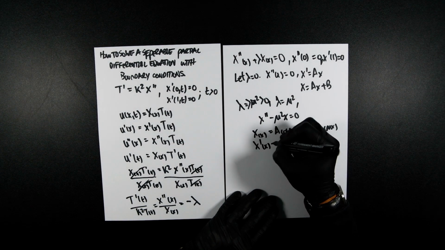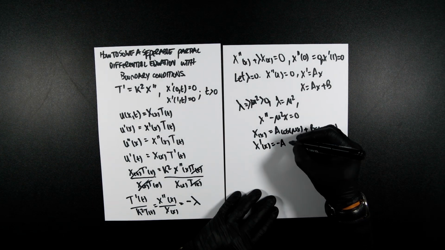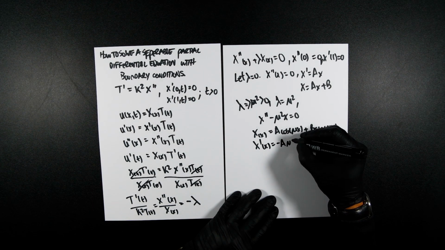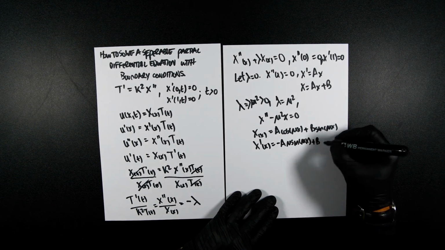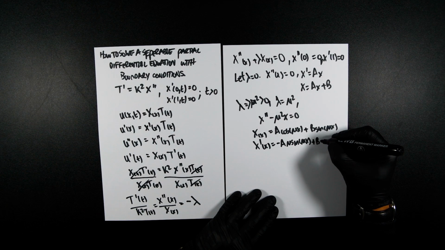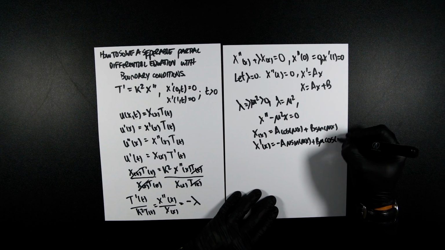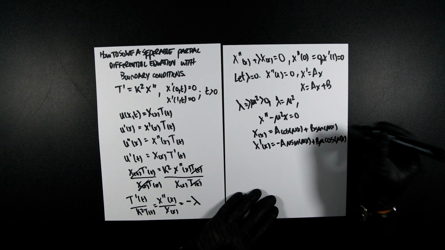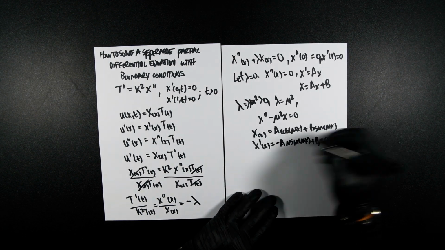X differentiated once, so what we're going to do is differentiate this. It's going to be minus a mu sine mu x plus b mu cos mu x. And then we've got our boundary conditions, so let's apply them.